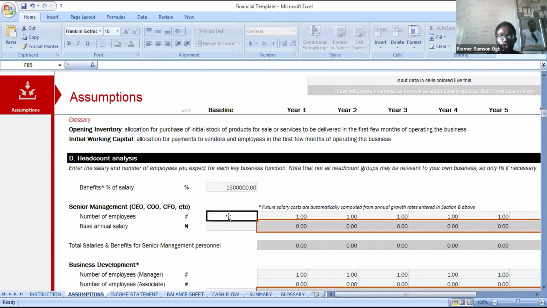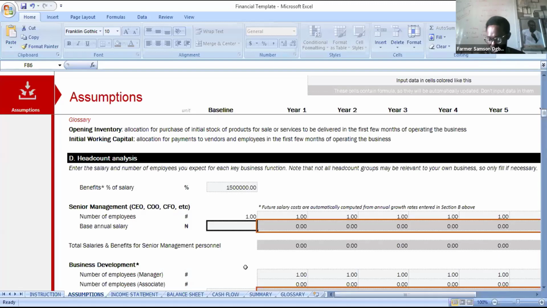Okay. So number of employees, we want to know. How many employees in your senior management? These are your chief executive officer, chief operating officer, chief financial officer. Now remember that most of us are sole proprietors, so the number most likely will be 1. For some of us, it could be 2. Now, what is your total annual salary? So let's assume you give yourself 100,000 naira per month.